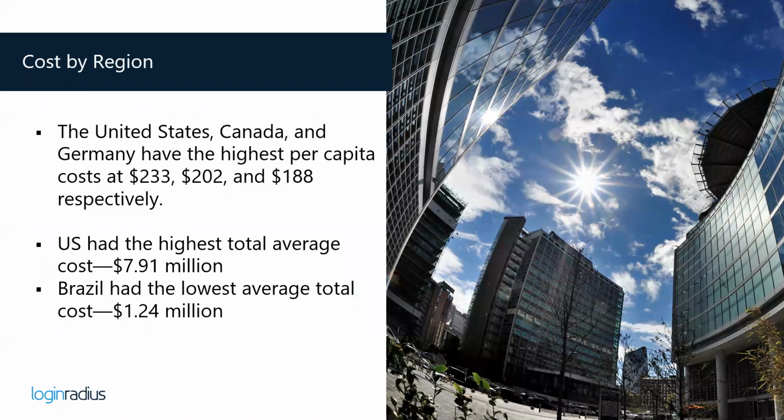So breaking that down by region, as we know, it's a global economy these days. Lots of companies have presence around the world in different regions. So breaking that down, we can see that the US, Canada, and Germany had the highest cost per record for a data breach, ranging from over $200 to just under. And the US actually had the highest total average cost for the data breach at 7.91 million, so just under $8 million spent on a breach.